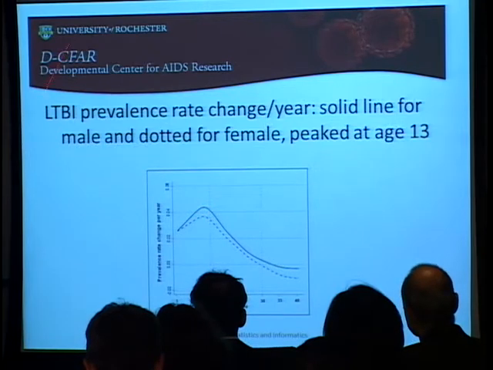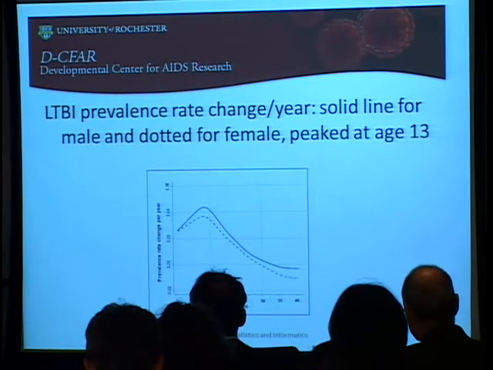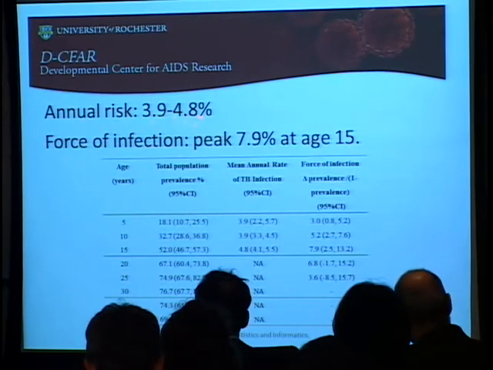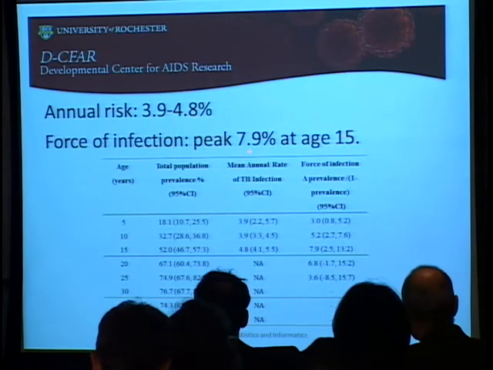So for those kids, probably they have more close contact at this age. That's why I probably have a peak over there. When we look at annual risk, the annual risk is between 3.9 to 4.8%, and the force of infection actually peaked at 15 years old.